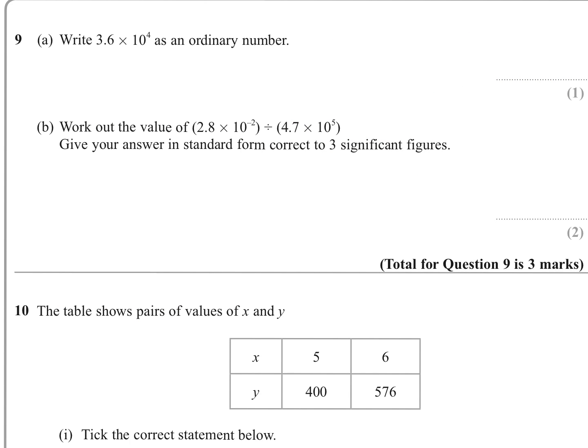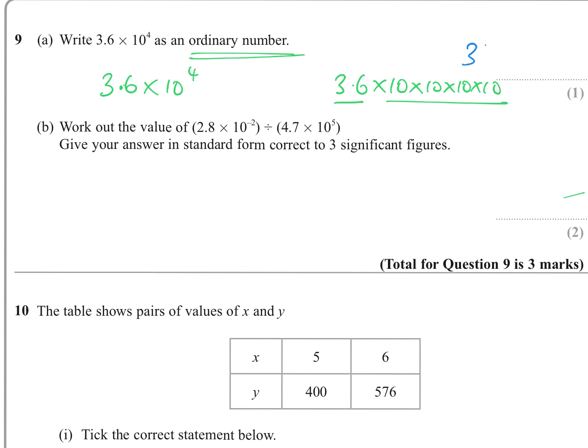Question 9. Write 3.6 times 10 to the power 4 as an ordinary number. So think of it like a telephone number. That would be 3.6 times 10 times 10, and we do that 4 times in a row. So that's worth 10,000, and 3.6 lots of 10,000 is clearly 36,000, and you can try that on your calculator and you get the same answer. So that's a good thing to try.